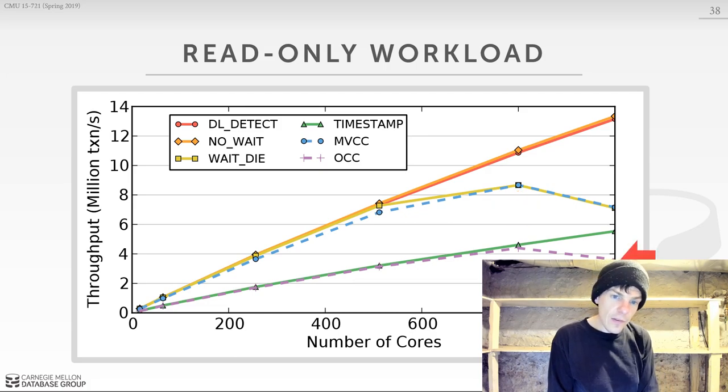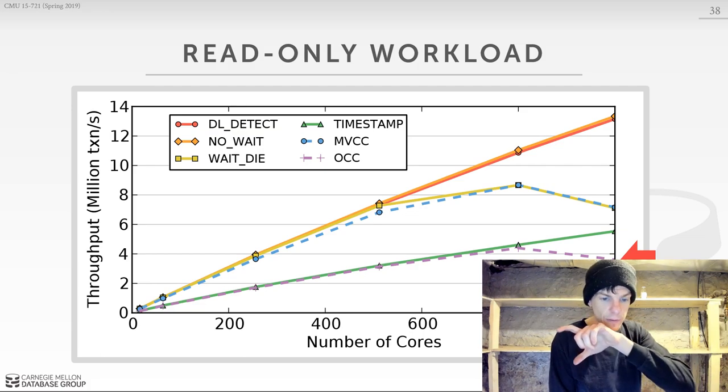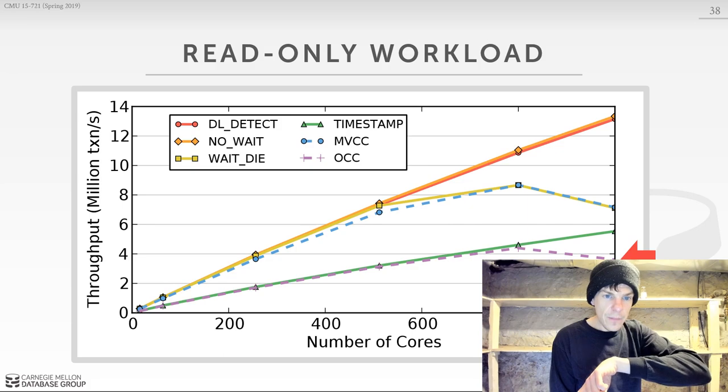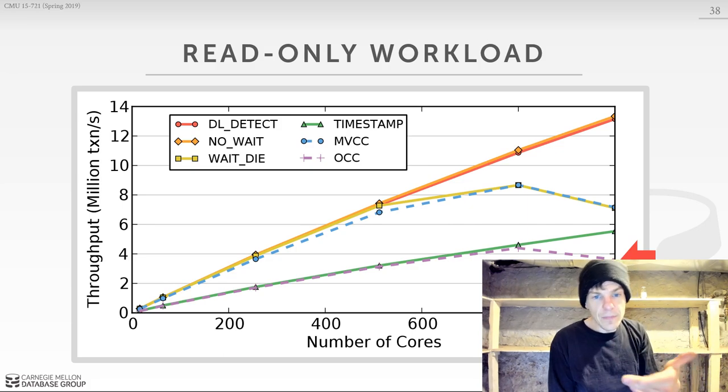And the last one here is that OCC actually performs the worst. This is because of the overhead of copying things out of the global database and into a private workspace, to apply your changes or to make sure you have repeatable reads. That copying ends up being a bottleneck and the performance gets worse.